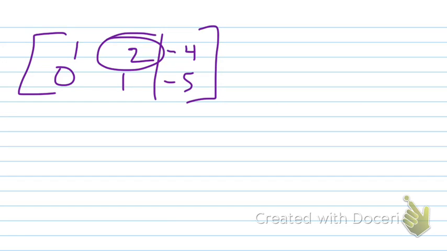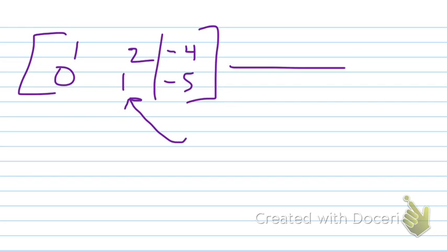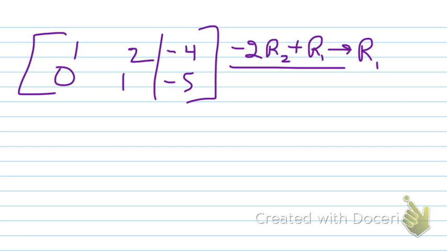One more thing. We want to get a 0 here. To get a 0, you only use times row add. We want to wipe out positive 2. What gives us positive 2? Negative 2. You're going to get a negative 2 from this 1. Negative 2 times row 2, add row 1, and that replaces row 1. That's what your operation looks like.